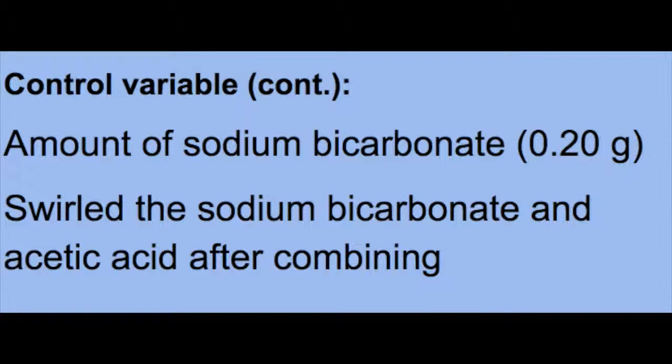In our experiment, we also controlled the amount of baking soda or sodium bicarbonate at 0.2 grams for each trial. After combining the sodium bicarbonate and acetic acid, we swirled the container in a circular motion to allow for equal distribution of the two chemicals.